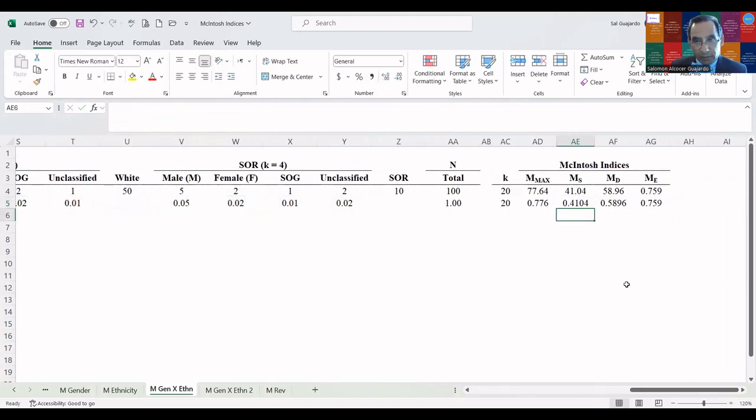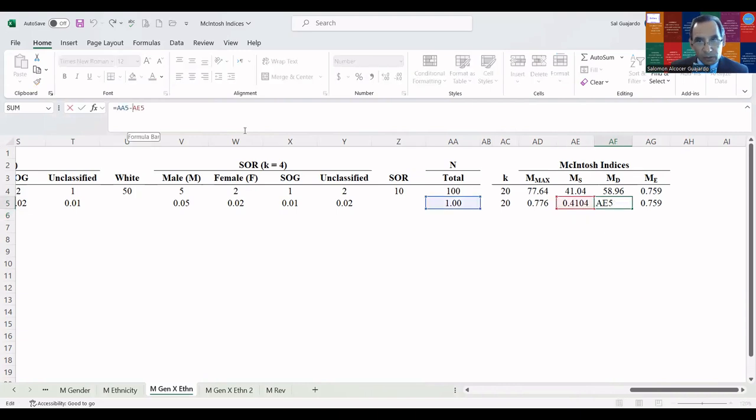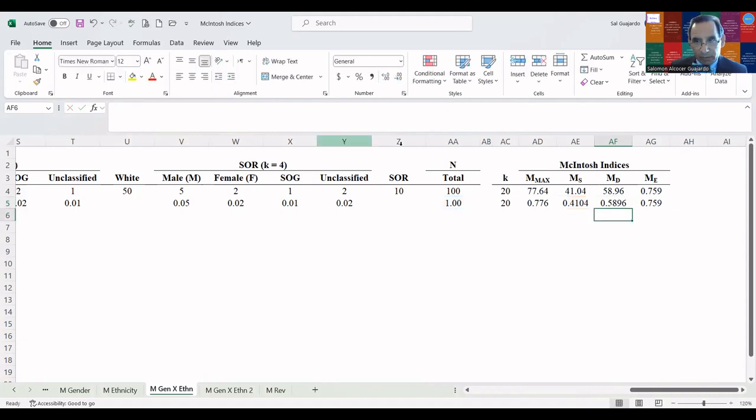When I get the square root of that, it's going to be 0.410. Now to obtain the diversity score, it's going to be 1 minus the McIntosh similarity score. So in this case, it's 1 minus 0.410. That gives me a diversity score of 0.589.